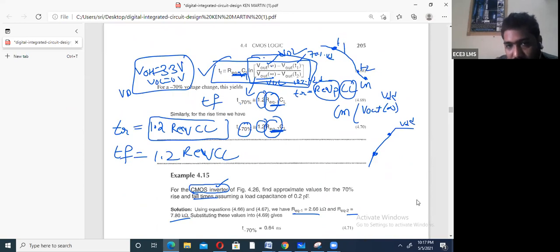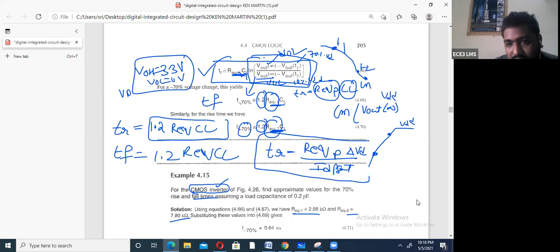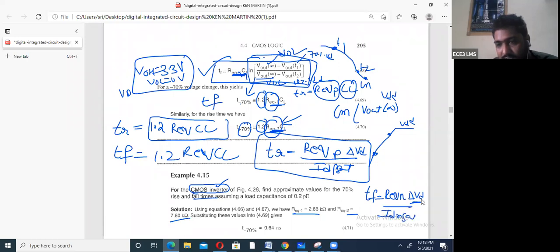Another equation you learned in the pseudo NMOS inverter: the rise time is R equivalent of PMOS for rise time, into the change in voltage by ID in saturation. In this equation also you can substitute. Fall time means R equivalent of NMOS into the change of 70% in voltage by ID in saturation.